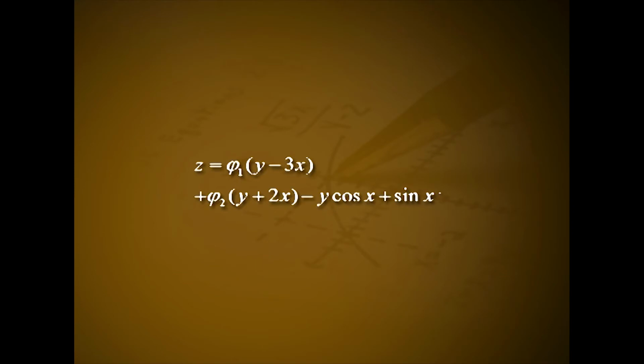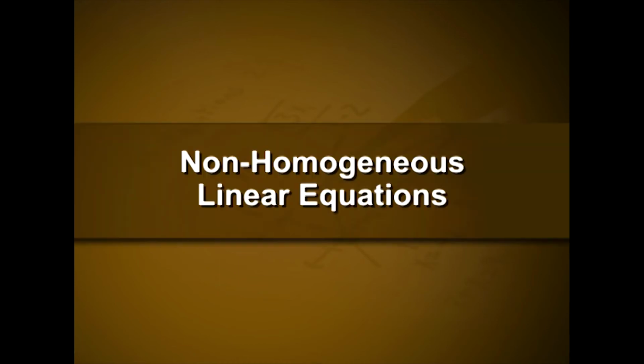Therefore, the complete solution is z is equal to phi 1 of y minus 3x plus phi 2 of y plus 2x minus y cos x plus sin x.